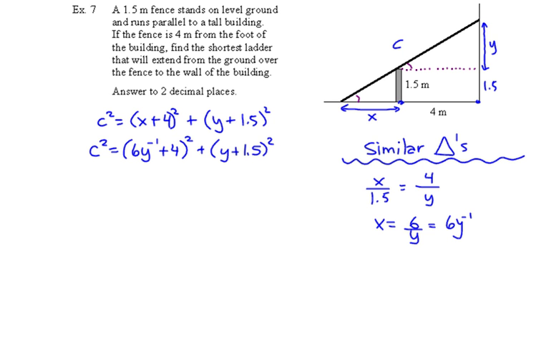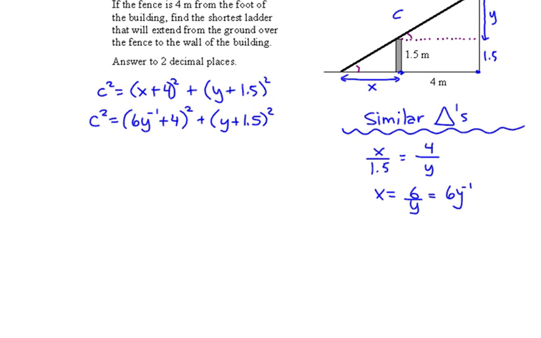Already ready to derive this. Because of the negative exponent, simplifying this is not going to do us much good. Let's just go straight to deriving. Chain rule. Yeah, chain rule. So the derivative of c squared is 2c times dc/dy. Everything's with respect to y.